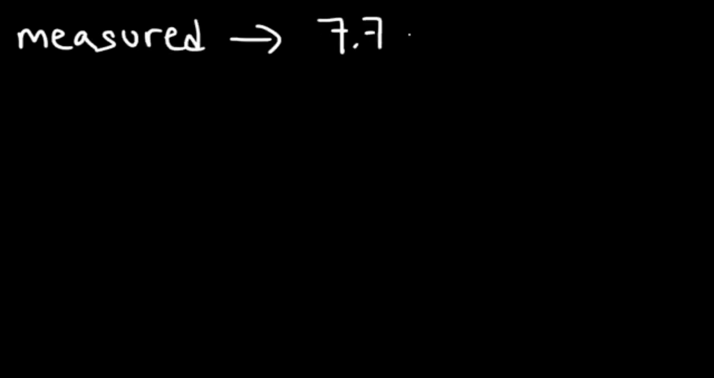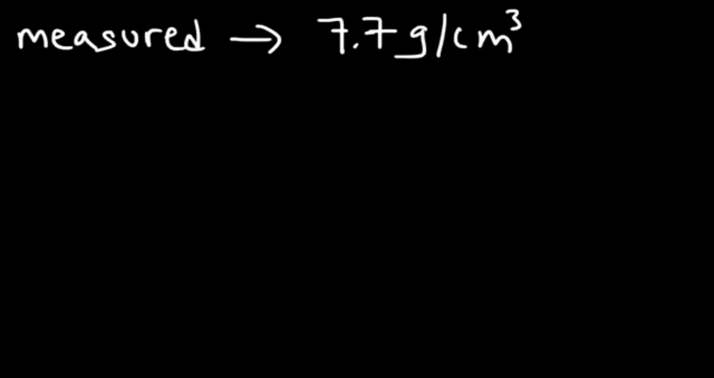So now let's try another problem. So let's say our measured value is 7.7 grams per cubic centimeter, and this is for the density of iron metal. We're trying to experimentally measure the density of iron metal.